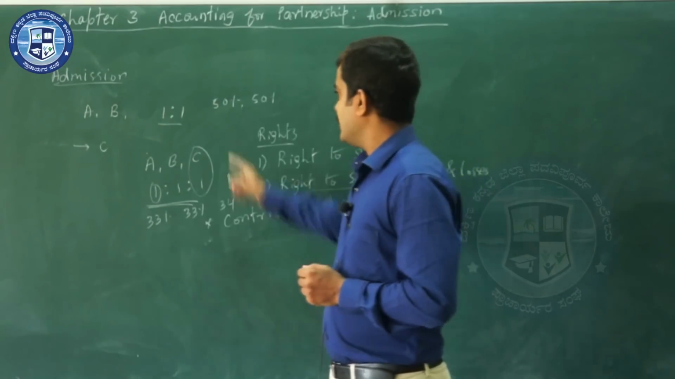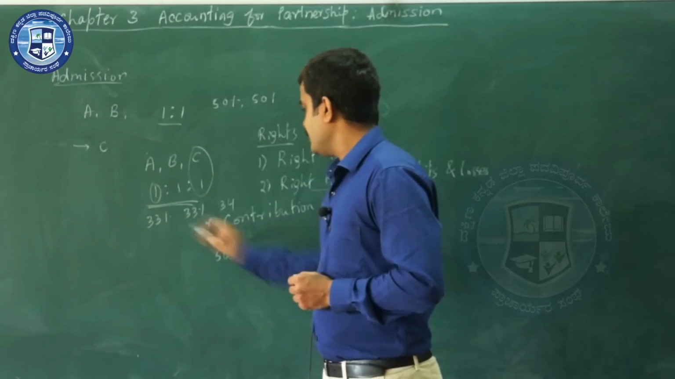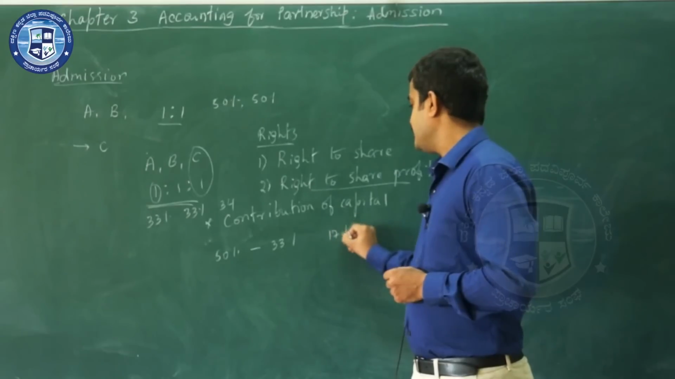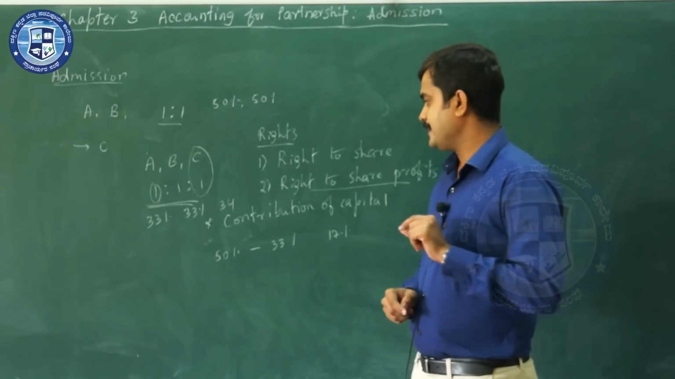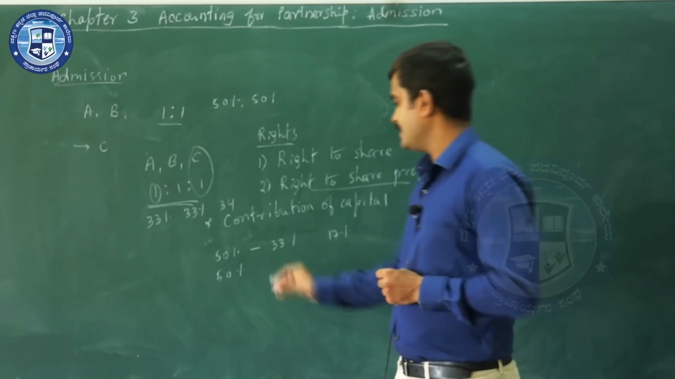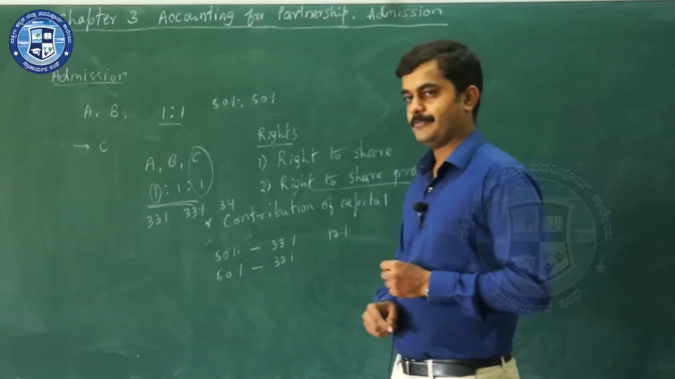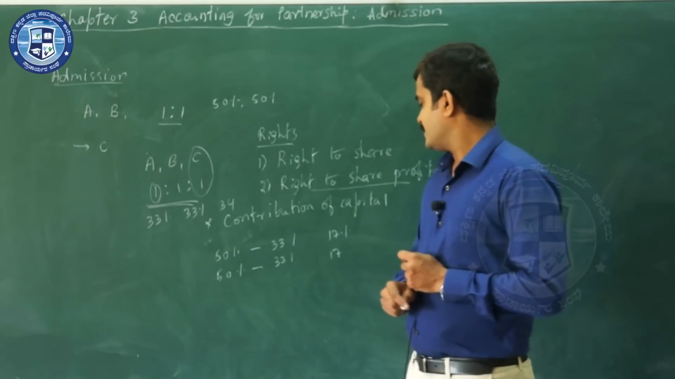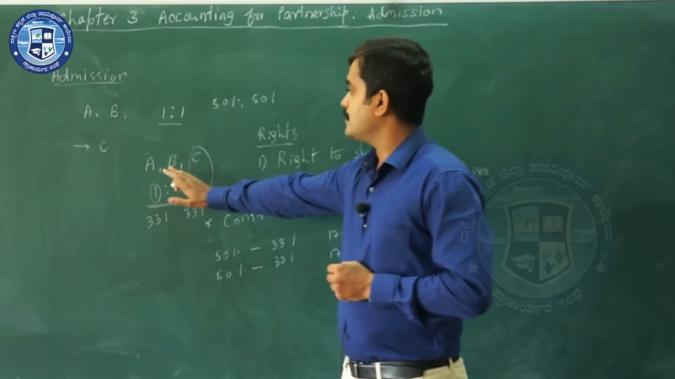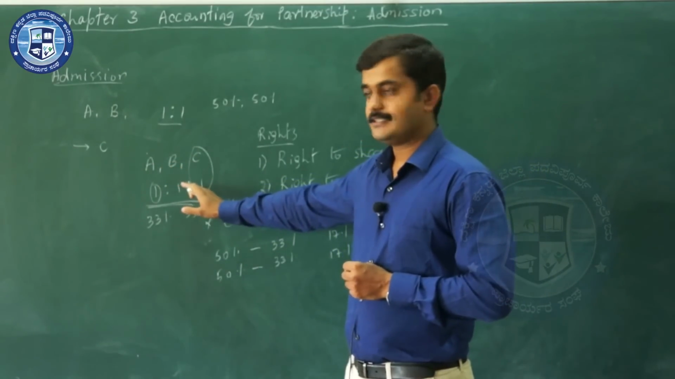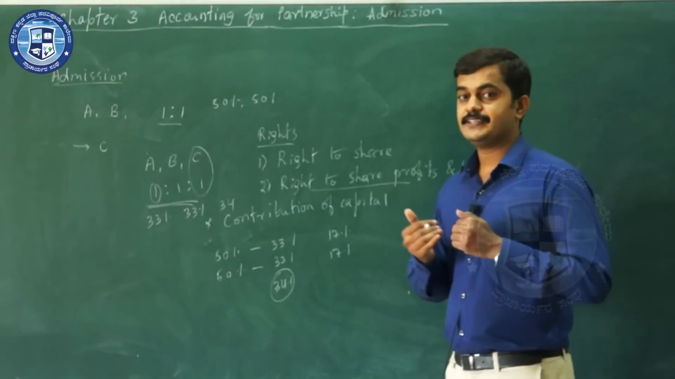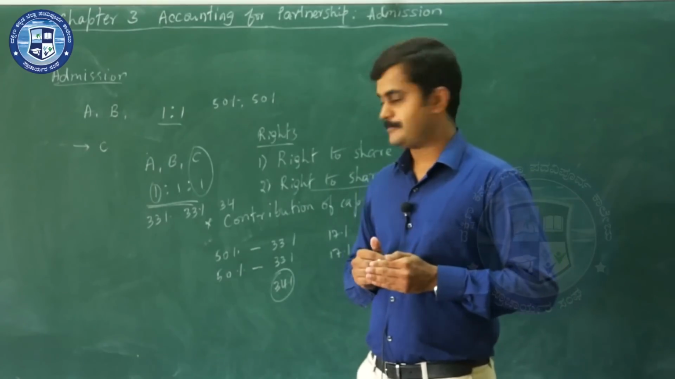Look at the change. Earlier A was getting 50%. Now he is getting 33%. That means there is a reduction of 17% of profit in respect of A. Similarly, B was getting 50% before the admission of C. Now he is getting 33% of profit. That means he also lost 17% of profit. C was not there. Now he is getting 34%. That means he has gained the right to share profits and losses of the firm.